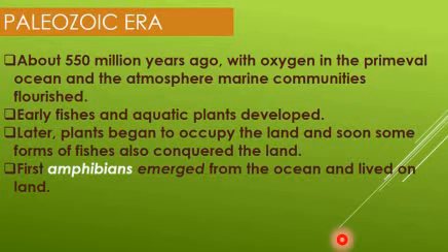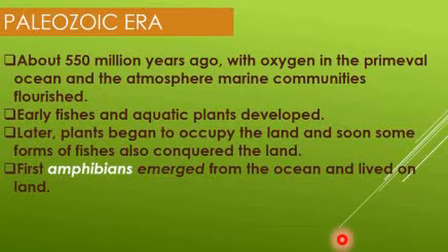So, about 550 million years ago, with oxygen in the primeval ocean and the atmosphere, marine communities flourished. Ibig sabihin, gumanda na, umayos na yung oxygen content, yung percentage ng oxygen dito sa ating planet Earth. And dahil doon, nagkaroon na ng mga early fishes and aquatic plants. So, may mga nabuhay na mga isda, as well as mga aquatic plants sa tubig.